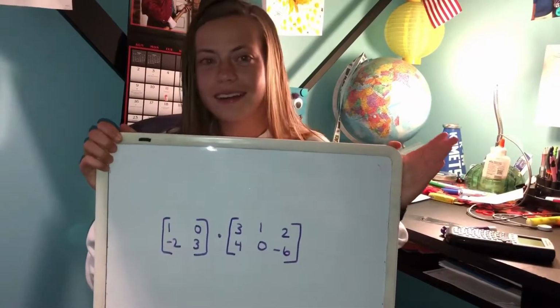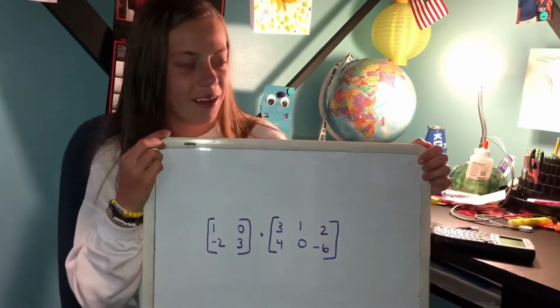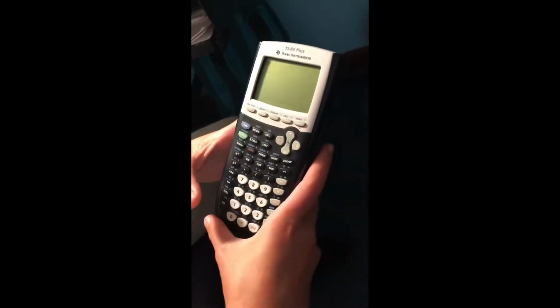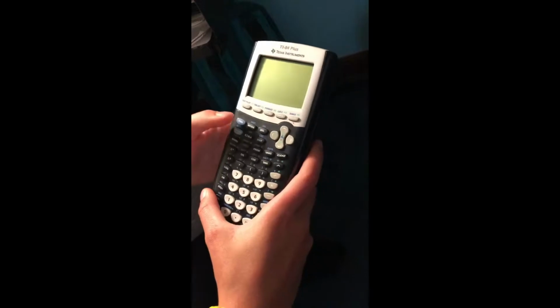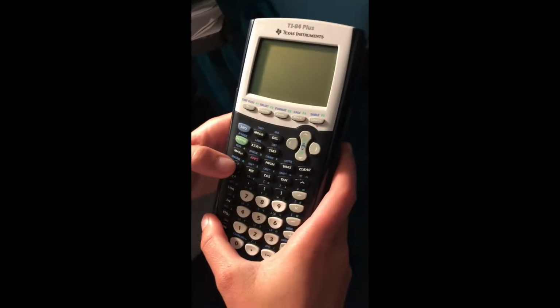So, we all know how to solve a regular old matrix by hand, but did you know there's a much simpler way using your graphing calculator? I'm here to show you how to do that. So first, what you're going to want to do is turn your calculator on. Next, you're going to press the second and this little X with the -1 button.